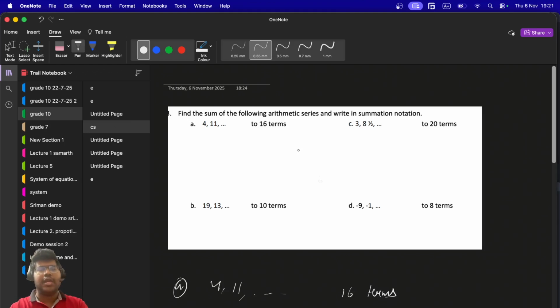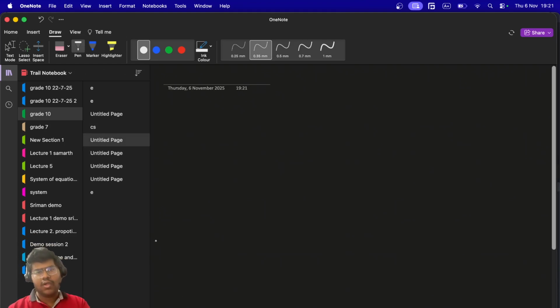Right? Getting my point? What I have to do? I have to do two things. I have to first of all find the sum of the series or the arithmetic progression, and then write it in the summation notation. Let us do each of the questions one by one. First part. So we have to find the sum. So we have 4, comma 11 up to 16 terms. Right? This way.